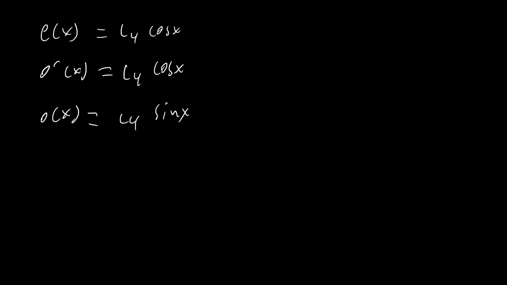So we have e of x as c4 cos of x and O of x as c4 sine of x. So that tells us that f of x is equal to c4, which again is just an arbitrary constant, times cosine of x plus sine of x, which is the exact solution we arrived at before.